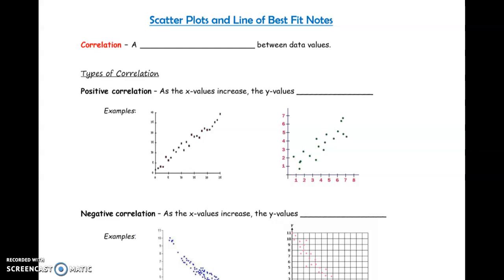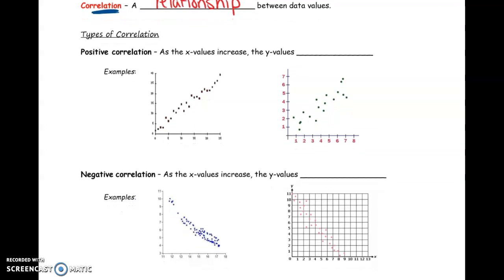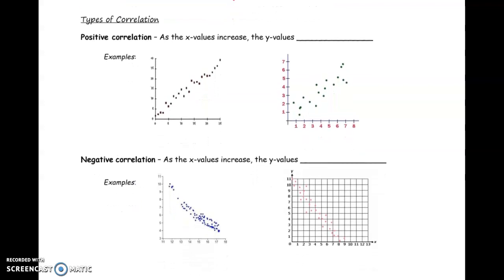You're going to hear us talk about correlation a lot, and correlation really just means a relationship between data values, and you can actually see that word relationship almost in the word correlation, right? So correlation is really just a relationship between data values. They show some kind of relationship. We're going to talk about really two different types of relationship at the start here. Well, really three: positive, negative, or no correlation.